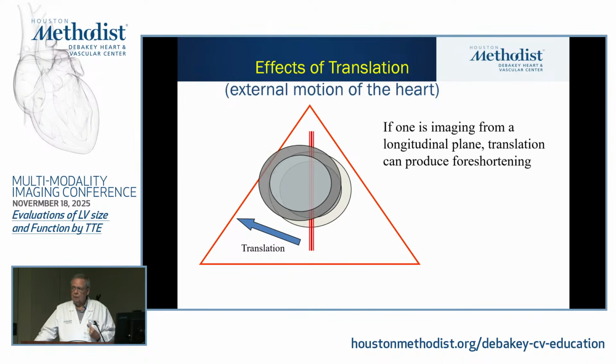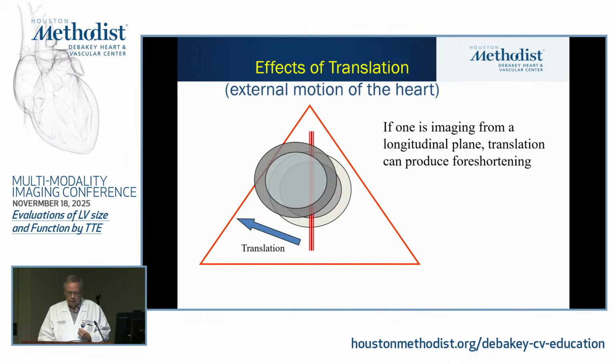This is where the short axis view becomes critical. These are people that have significant translation, for example, after cardiac surgery. So in diastole, you may be perfectly in the center, but by systole, you're way off for foreshortening. And those are really tricky.